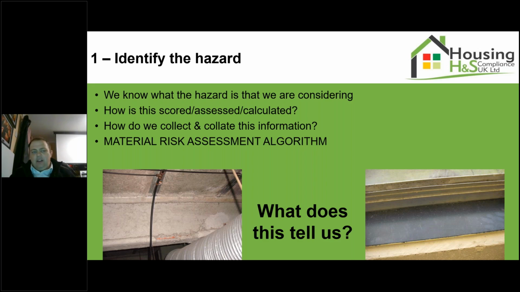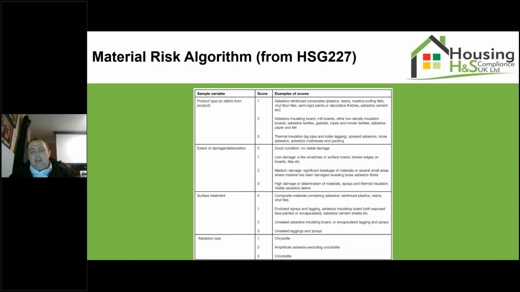And this is calculated using the material assessment algorithm. So the material assessment algorithm is comprised of 4 variables, all of which are designed to tell us what the potential for fibres to be released from the material is. This is all it tells us. This has no impact on how many people are in the room.